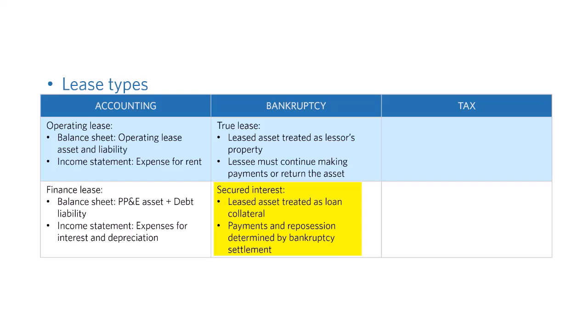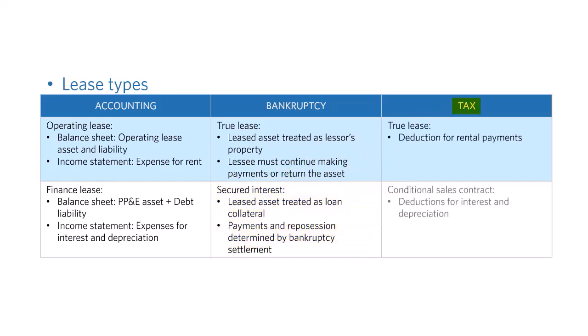Based on my own research, this is the most important driver of leasing. Financiers are much more willing to provide capital when they have the protections afforded by true leases. Similar to the bankruptcy classifications, tax rules have a true lease classification that is treated as a rental, and a conditional sales contract is the tax analog to a finance lease.